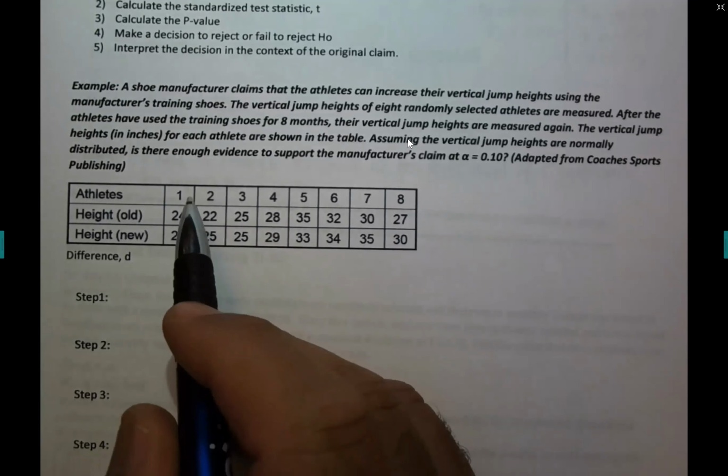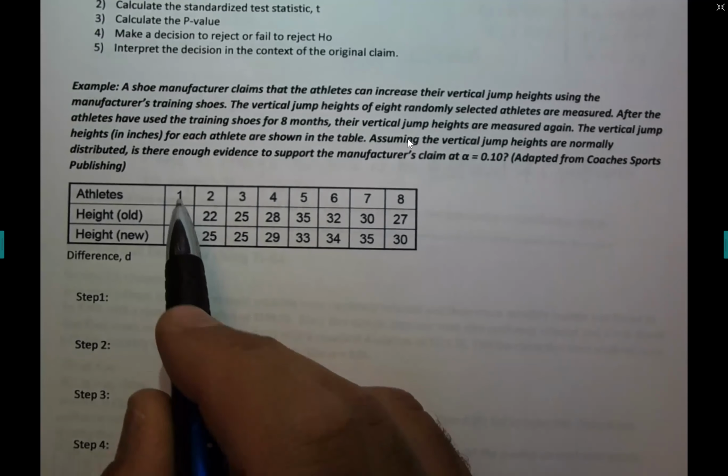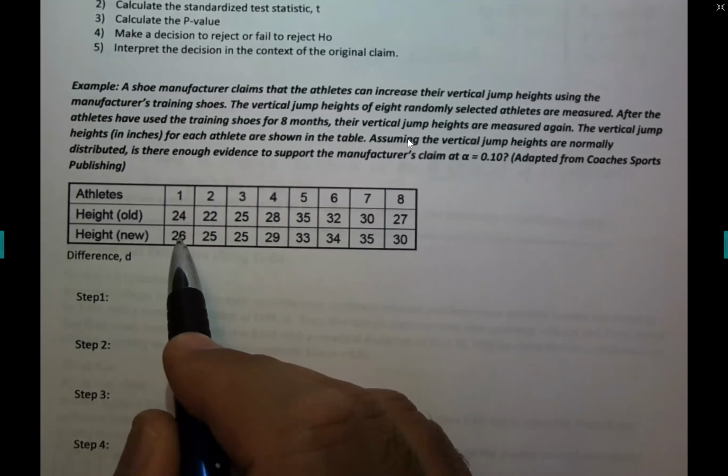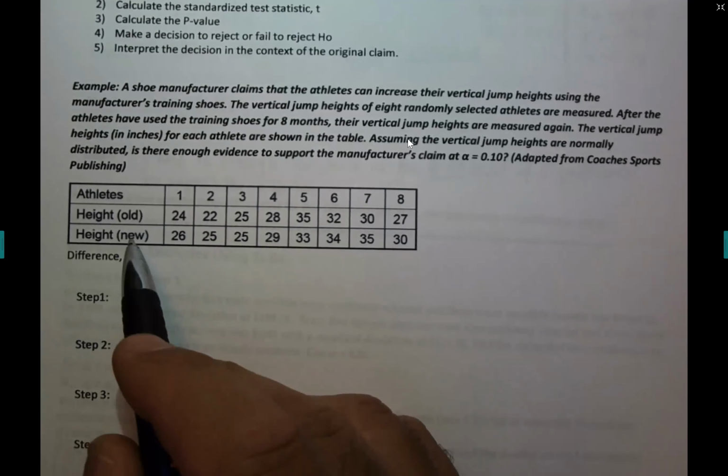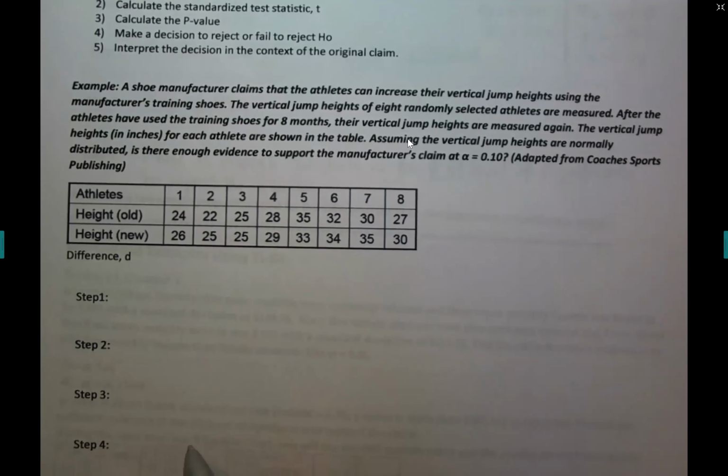Why are they dependent? Because look, this is athlete 1. His vertical jump was 24 before he put the manufacturer's shoes on. And then after he put the manufacturer's shoes on and did some training, it went up to 26. So it is the same person. Old and new, before and after, it's the same person. Then these samples are dependent.